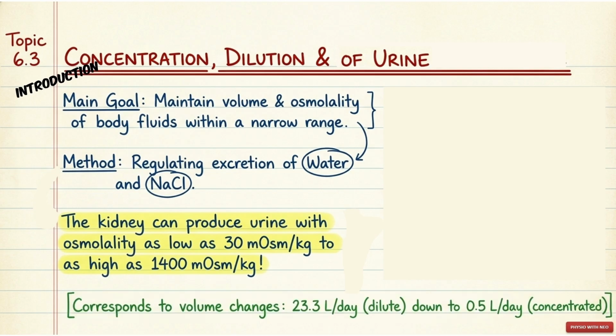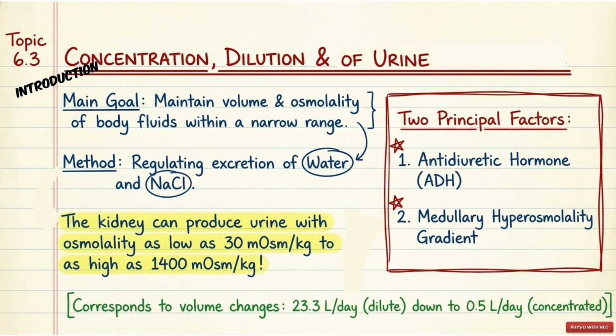When osmolality is 30 milliosmol per kg, volume becomes 23.3 liters per day. And when osmolality is 1400 milliosmol per kg, volume becomes 0.5 liters per day. That is concentrated urine. Now to form this concentrated urine, two principal factors are important. The first one is antidiuretic hormone and the other one is the medullary hyperosmolality gradient.